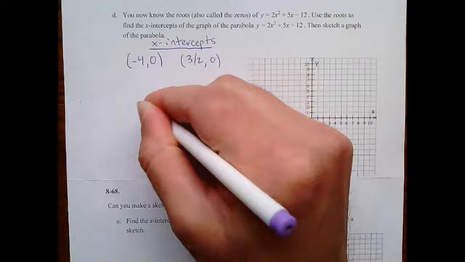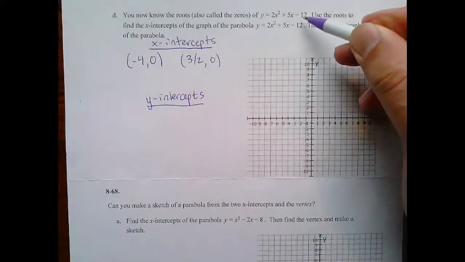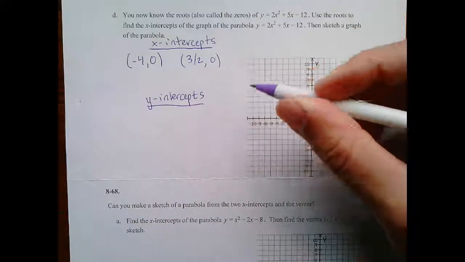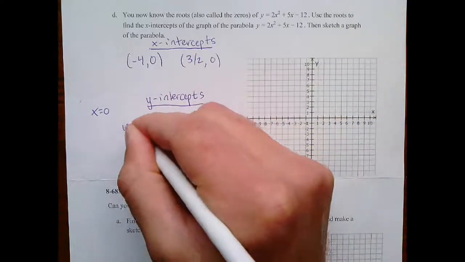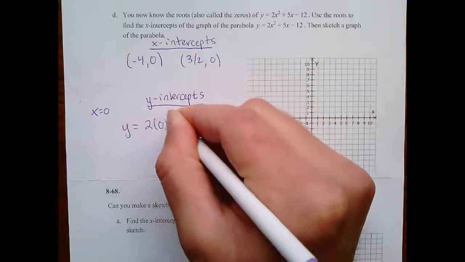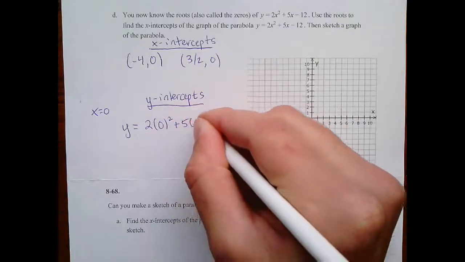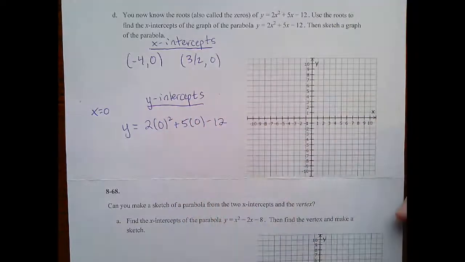So can I do y-intercepts really quickly? I have this equation. Well, if I want y-intercepts, what could I do to x? Well, I could let x be equal to 0. So if I go back in here, I would have y equals 2 times 0 squared plus 5 times 0 minus 12. For the y-intercepts, remember you just plug in x equals 0.